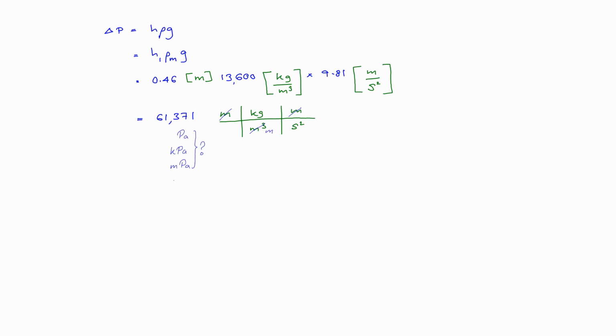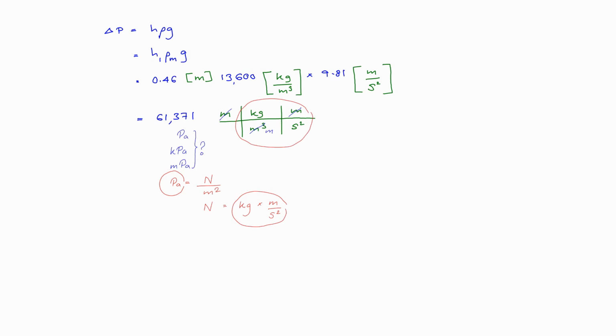Now we cannot assume that this is going to be pascals. It can be kilopascals, it can be millipascals. We have to make sure that this is converted to proper pressure units. Now let's see how we are going to do that. We know a pascal is equal to Newton per square meter. And we know a Newton is equal to kilogram meters per second squared, because F is equal to MA.